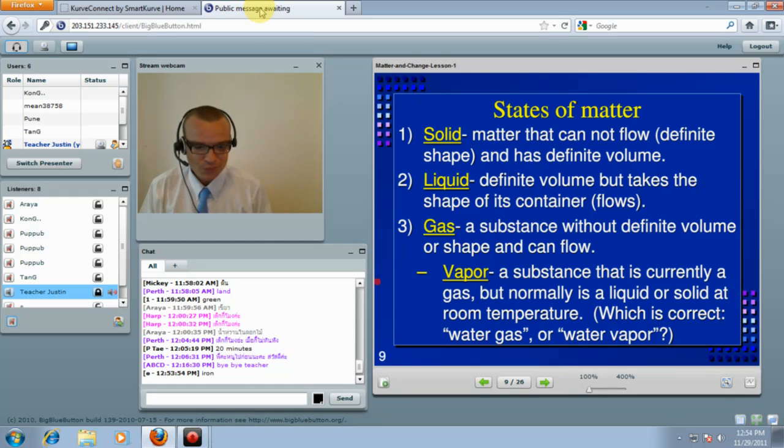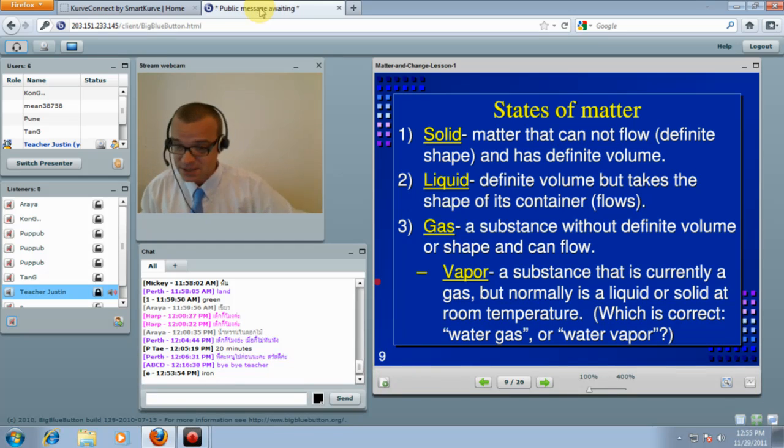The second one, liquid. Now, liquid has a definite volume, as we talked about with the water, but it takes the shape of its container. It flows. So if you think about it, you've got the water in the bottle. If you have a jug, you pour the water into the jug. The water becomes the same shape as the jug, doesn't it? Yeah.